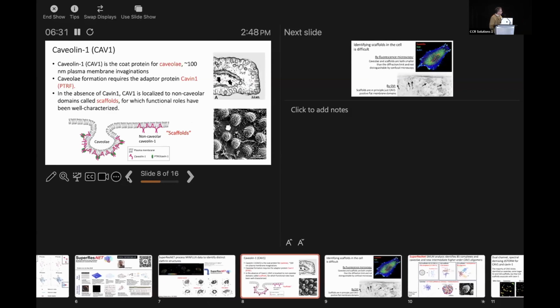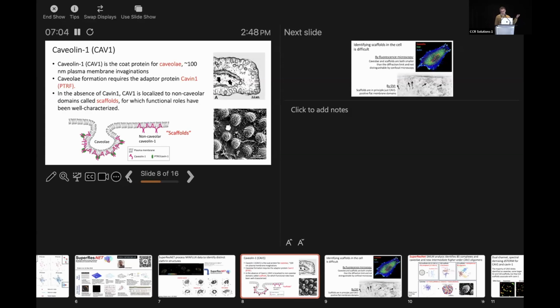single molecule data. So the protein that we study, and what started us working on single molecule, was really caveolin-1. Caveolin-1, CAV1, is the core protein for caveolae. You can see the caveolae, these very nice little smooth invaginations of the plasma membrane. At the bottom, you can see a deep etch EM image of the caveolae, where you see the typical striated coat. Caveolae formation requires an adapter protein called cavin-1. The caveolin there is in pink and cavin-1 in green.